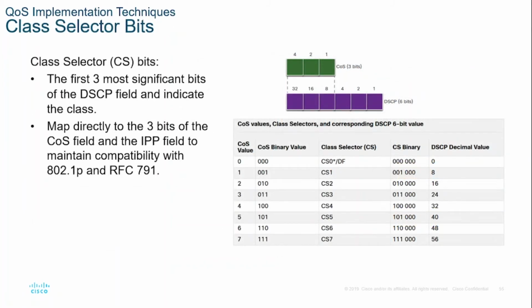Next is the class selector bits. Because the first three bits, the most significant bits of the DSCP field, indicate the class, these 3 bits are also called the class selectors or CS bits. These 3 bits map directly to the 3 bits of the QoS field and the IPP field to maintain compatibility with 802.1p and RFC 791, as you can see in the figure.